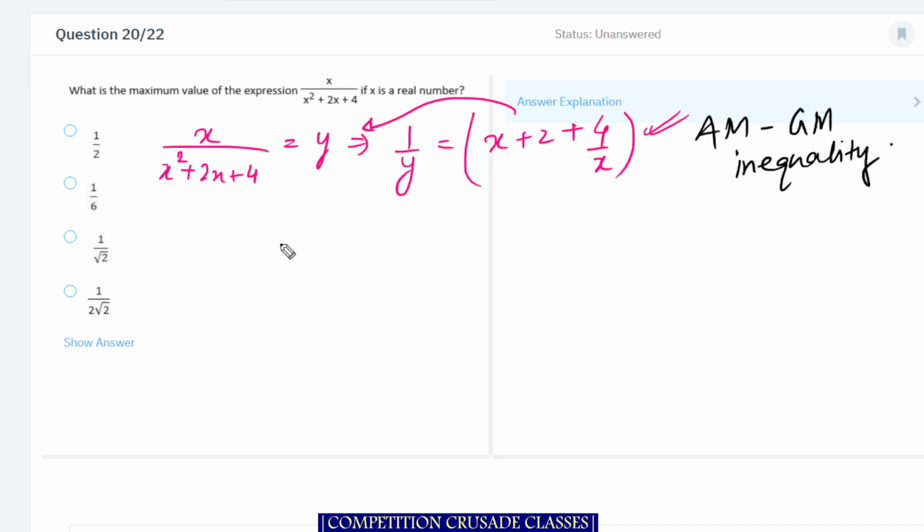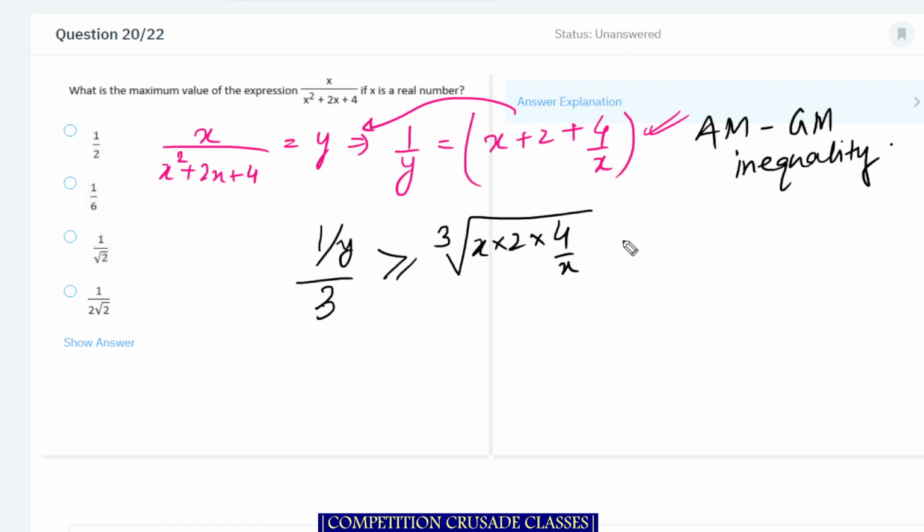So what is it that I can do? Okay, so the arithmetic mean for the three numbers would be... I can just write 1 by y by 3. This is going to be the arithmetic mean of the individual terms divided by 3, that is greater than or equal to the geometric mean, x into 2 into 4 by x.